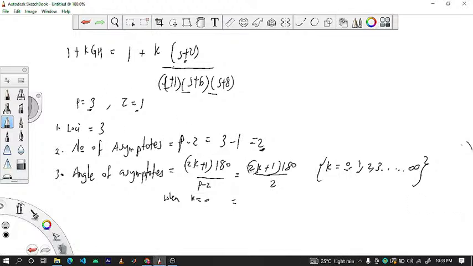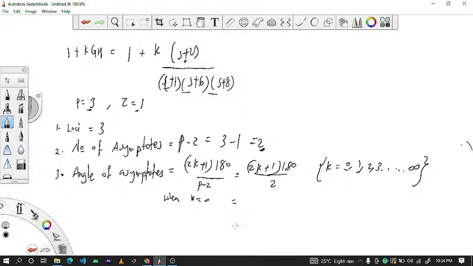So we are putting in k as 0, 1 because our number of asymptotes is 2. If we had 3 asymptotes, we would have used 0, 1, 2. That is how it makes sense. If I'm not making sense, kindly ask your question in the chat.